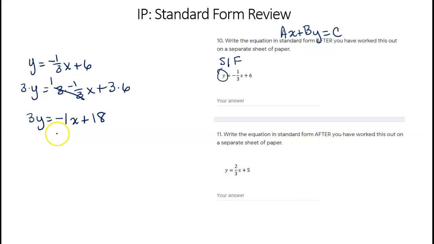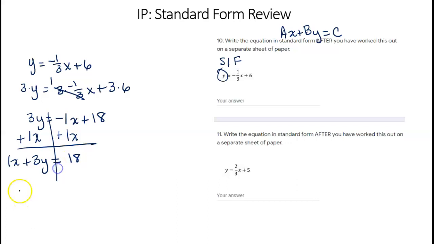And I had several people who told me that the next thing to do is divide everything by 3, but that's not true. Remember, we want the x and the y on the same side. So our goal is to move the x to the other side by adding 1x to each side. So I get 1x plus 3y equals 18. That is standard form. We've got a whole number with an x, an integer with the y, and an integer by itself. Would you please pause the video and try number 11 on your own now?